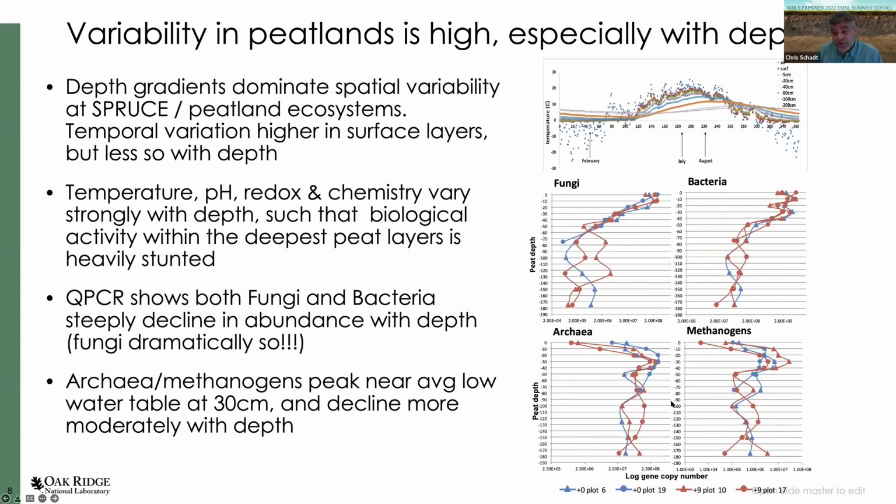So, for example, in the middle panel of figures on the right, you can see quantitative PCR data from the 0 and 9 degree plots. I believe this data was taken from 2016, where the fungal qPCR copy numbers, for example, drop off dramatically in the first 40 to 50 centimeters in our samples.